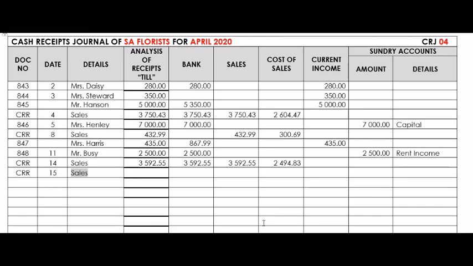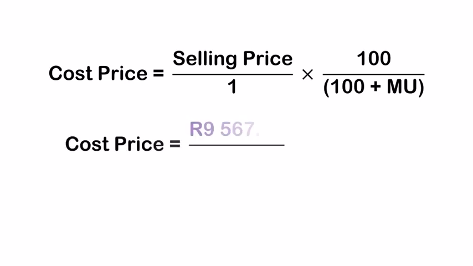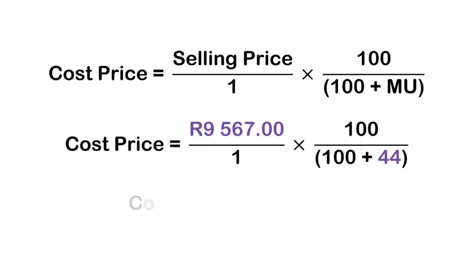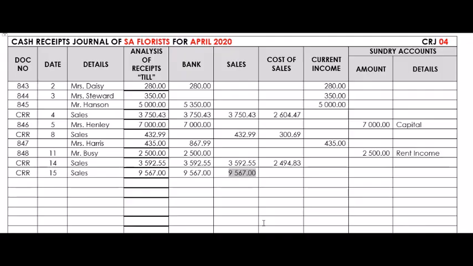Details of sales. Put the 9,567 Rand in your till. It's the only money we will receive today, so you can bank it. And it was for a sale. Remember to calculate your cost of sales. And write the answer in the cost of sales column.